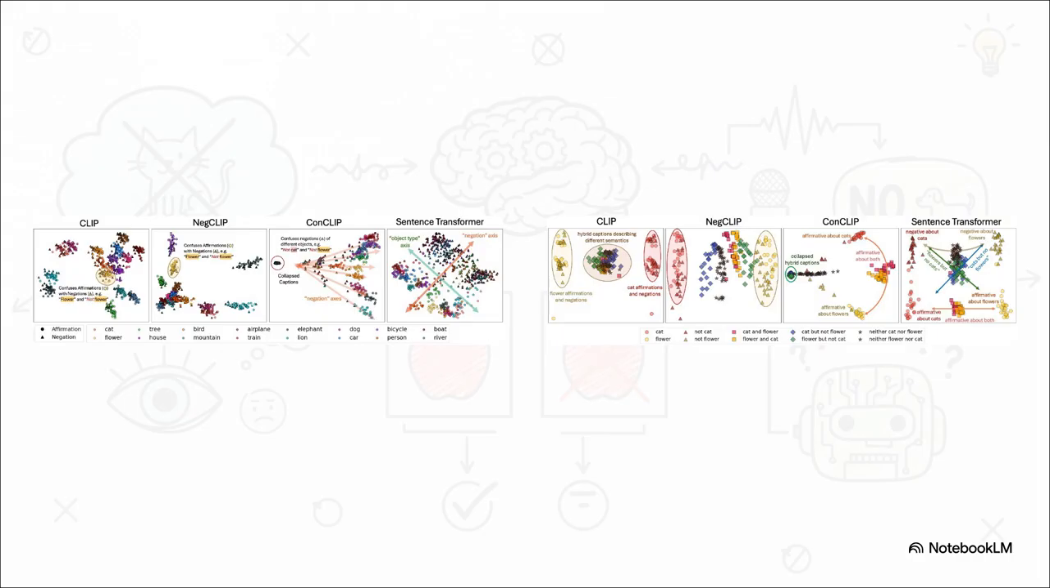By using PCA projections to visualize those high-dimensional embeddings, we can see the problem clear as day. Standard CLIP literally maps affirmative captions and negative captions to the exact same space. It treats cat and not cat as identical. Even prior work like ConClip struggles here. It manages to separate positive from negative, but then it just collapses all the negative concepts into one single cluster. So it treats not cat and not flower as the exact same thing. Only text-only models like sentence transformers seem to properly space them out.